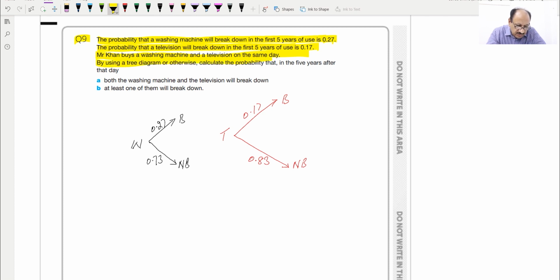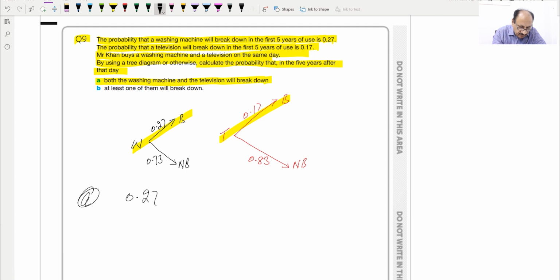By using tree diagram or otherwise, calculate the probability that in the 5 years after that date, apart from both the washing machine and television will break down. So both will break down. Break down means we will take this one and this one. These two options we will have to take.